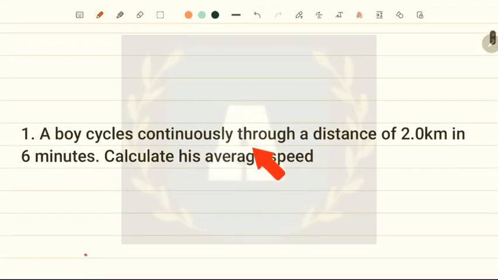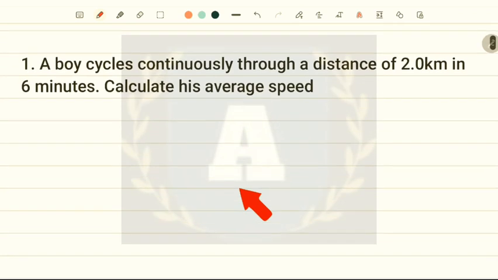Now the first question says a boy cycled continuously through a distance of 2.0 kilometers in 6 minutes. Calculate the average speed. Okay, we are asked to calculate the average speed. Now, how do we unravel that?